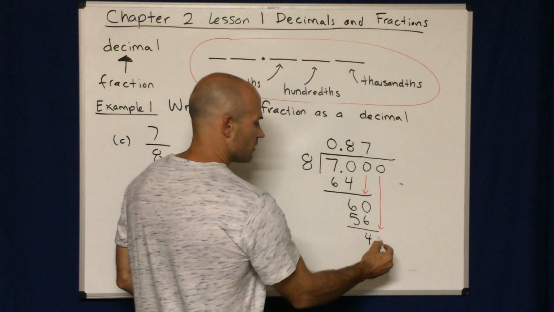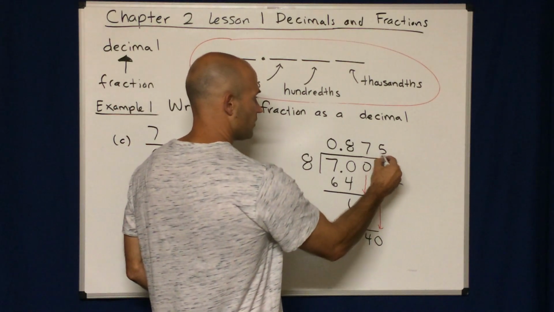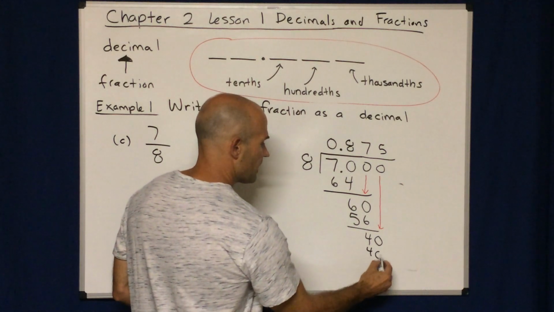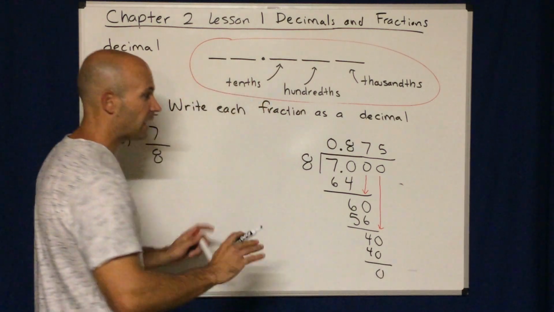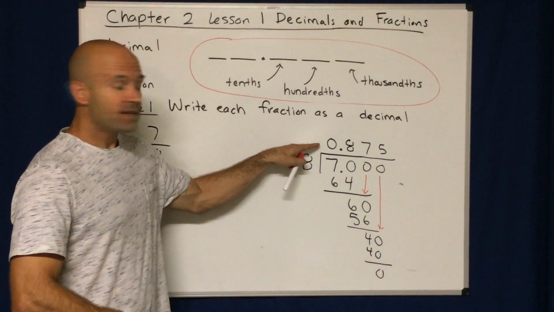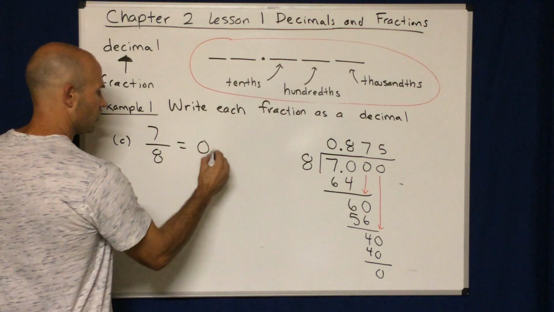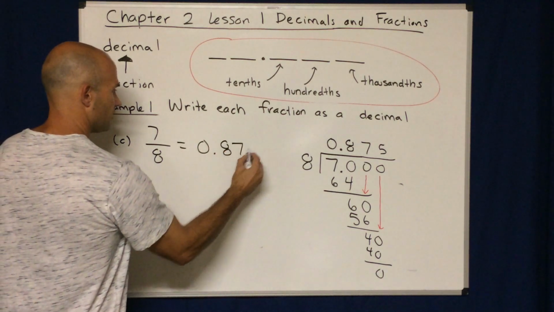All right, so how many times does 8 go into 40? 8 goes into 40 5 times, so 5 times 8 is 40. And now I've finally got my 0 there, so that's the sign that I can stop this process. This decimal up top is your 7 over 8 as a decimal. So, 0.875.